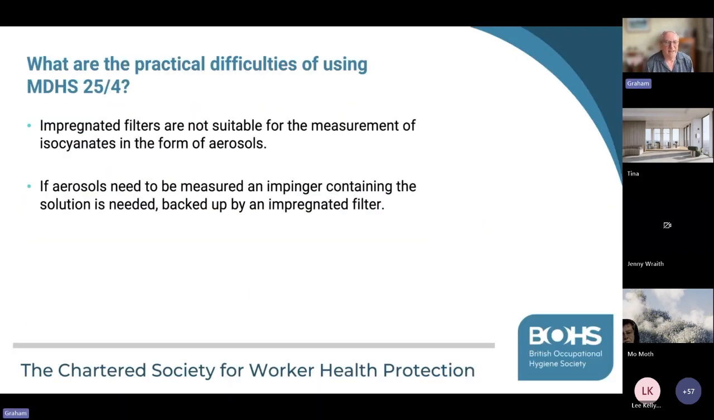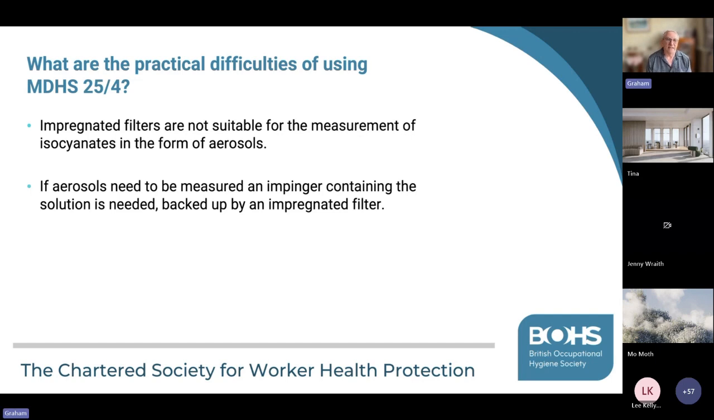When we talk about the impregnated filters, this is where we can put that impregnated filter into a sampling head, such as an IOM head, and you can use an impregnated filter to monitor actually within the breathing zone of the worker. If you're only exposing workers to vapors, this makes life straightforward. Vapors can be analysed using the impregnated filter, and we can take personal samples.